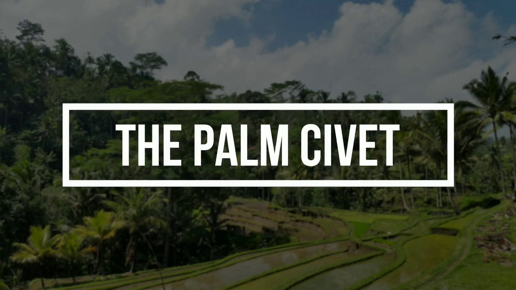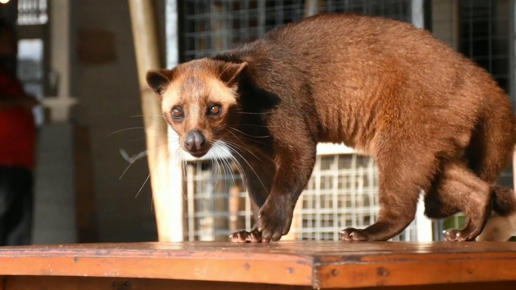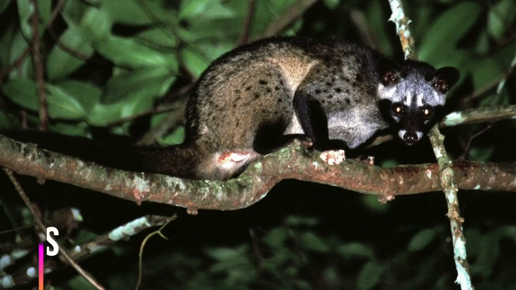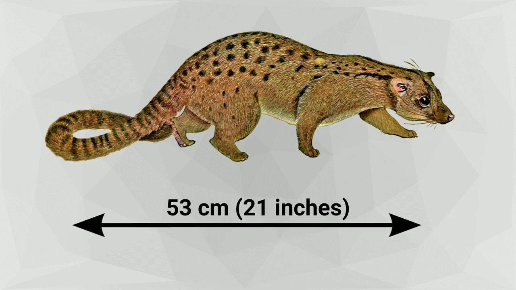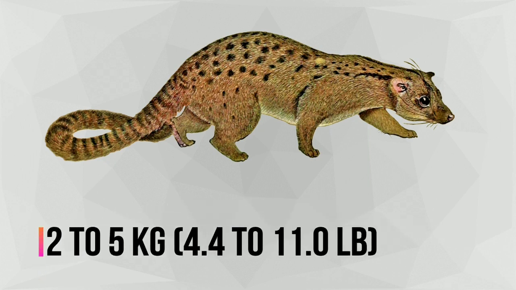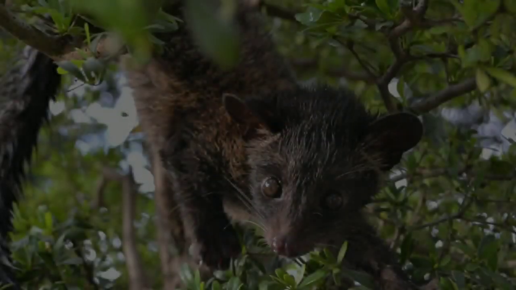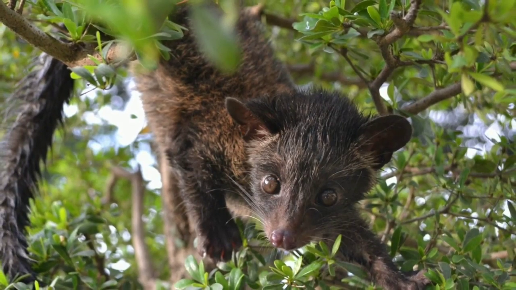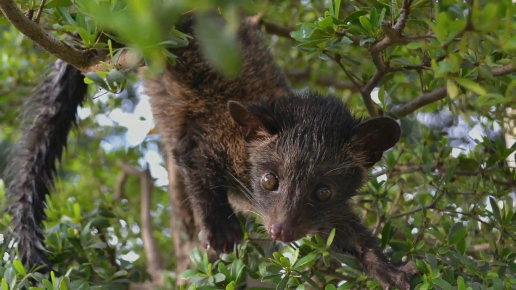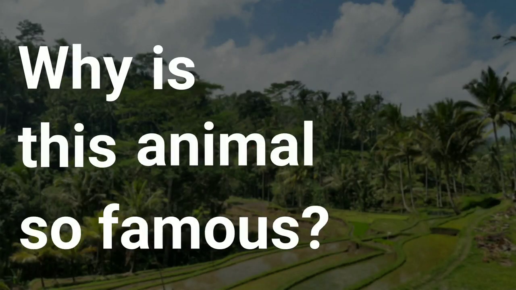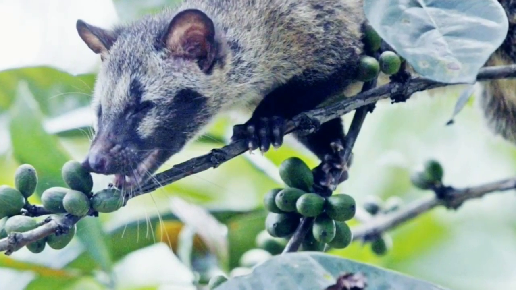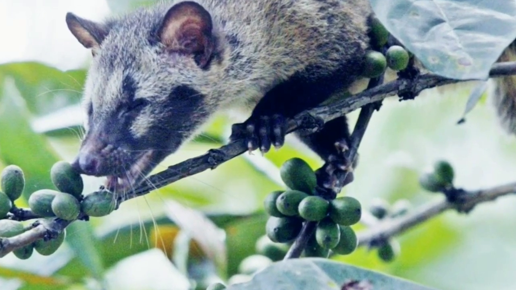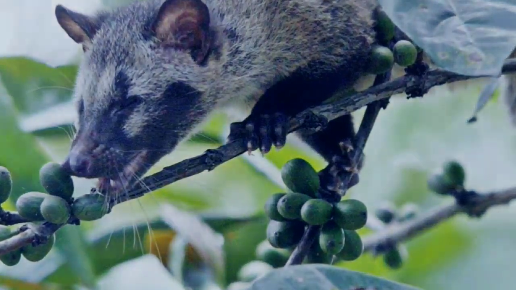The palm civet. The civet cat is a small mammal which belongs to the Viverridae family. In Indonesia, these animals are known as luwaks. Palm civet cats have a body length of about 53 centimeters, 21 inches, and weigh between 2 to 5 kilograms, 4.4 to 11 pounds. Their appearance resembles a cat at first sight, but their legs are much shorter and its tail is much longer compared to an ordinary cat. Why is this animal so famous? This little animal is most famous due to its particular affection for coffee berries. As mentioned previously, palm civet cats living in the wild love eating delicious coffee beans. Usually they collect just the tastiest beans for their diet.